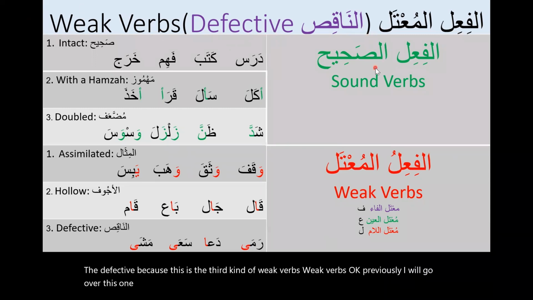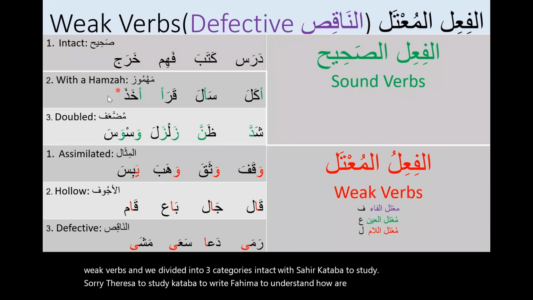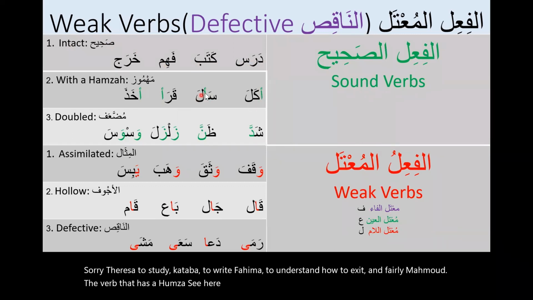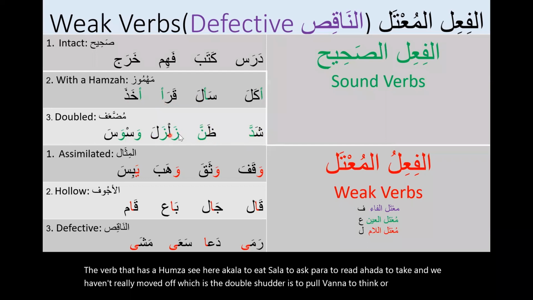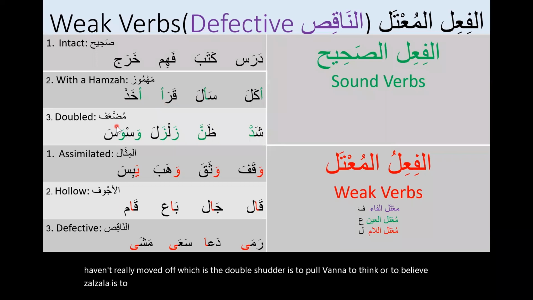Arabic verbs are divided into two categories: الفعل الصحيح, sound verbs, and الفعل المعتل, weak verbs. And الفعل الصحيح is divided into three categories: intact, الصحيح, درس to study, كتب to write, فهم to understand, خرج to exit. الفعل المهموز, the verb that has a hamza: أكل to eat, سأل to ask, قرأ to read, أخذ to take. And we have الفعل المضاعف, which is the double: شد to pull, ظن to think or to believe, زلزلة to shake, وسوسة to whisper. So these are the three types of the sound verbs.